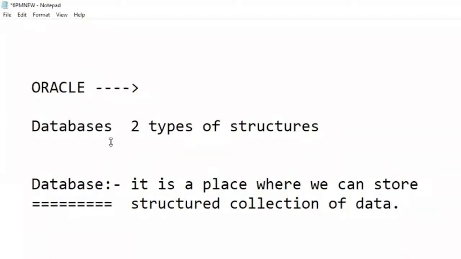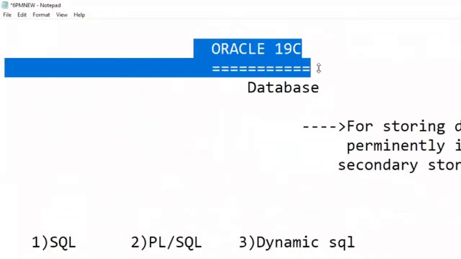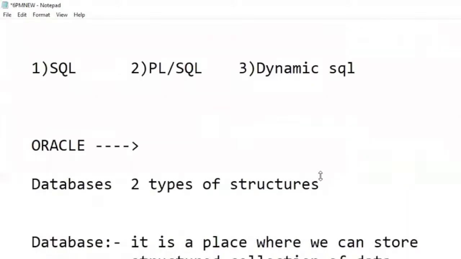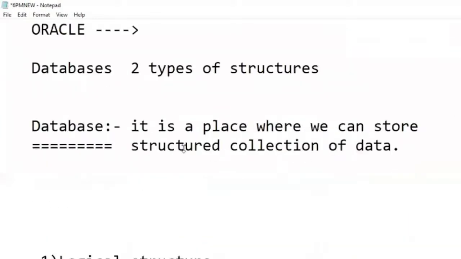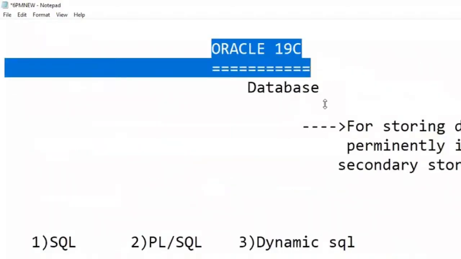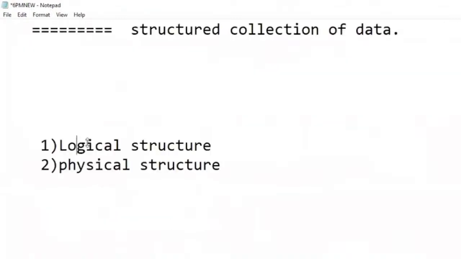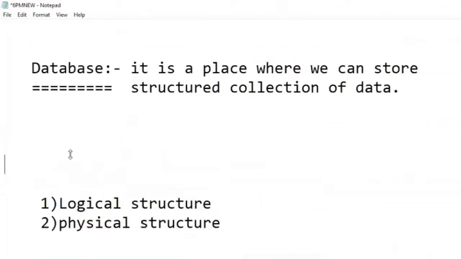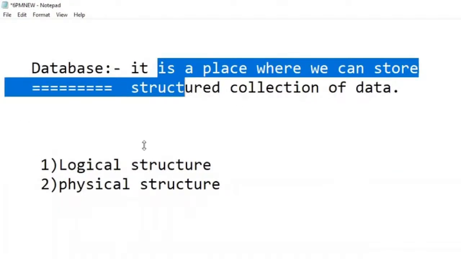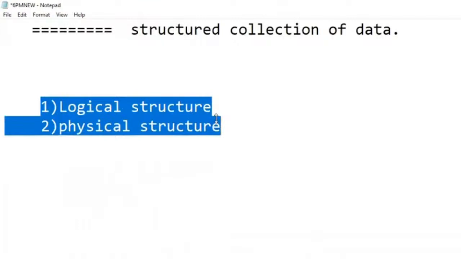Observe here. Whenever we install Oracle or any relational database software, some place is automatically reserved in the hard disk. In that place we can store a structured collection of data. But whenever we install these softwares, two types of structures are there: one is the logical structure, another one is the physical structure. I am not explaining this definition now, you will understand it one of these days. First, two types of structures are there, logical and physical.